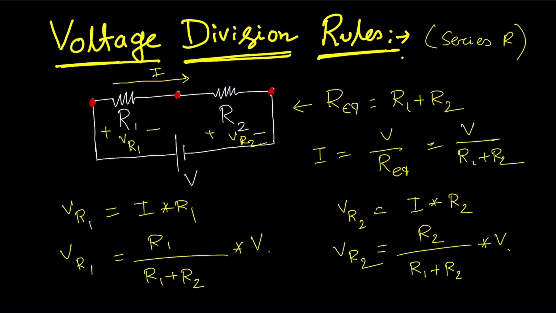Okay, so for the voltage division rule, suppose you are working with a capacitor and inductor, then what will you do? Let me show you here. Suppose a circuit with Z1 and Z2.